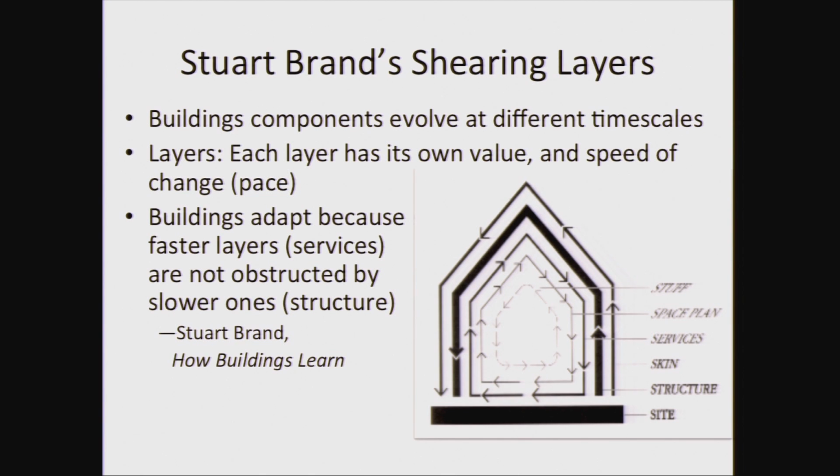If you want buildings to go really fast, even the rooms here are adaptable to some degree, because these can slide in and slide out. So he says that buildings adapt because they've been designed and architected so that faster layers are not obstructed by slower ones. Sounds like software, yeah? Okay.